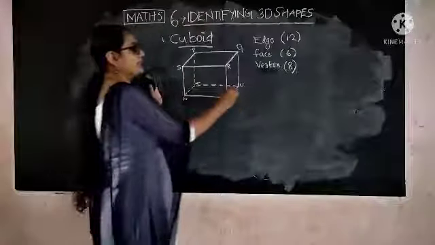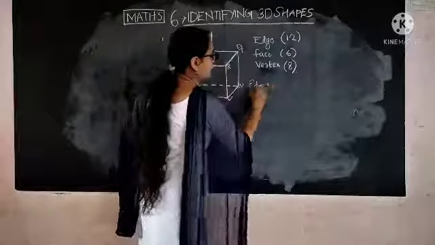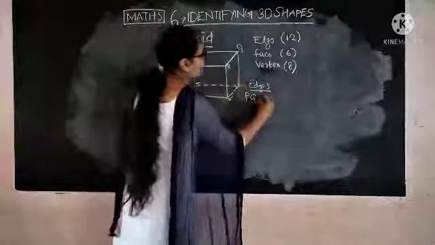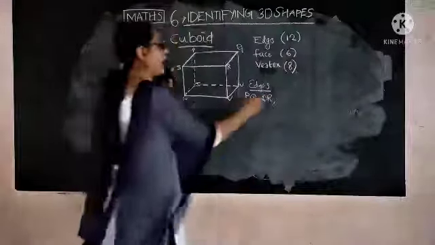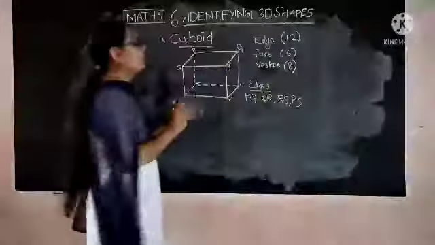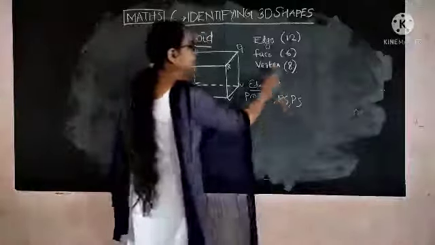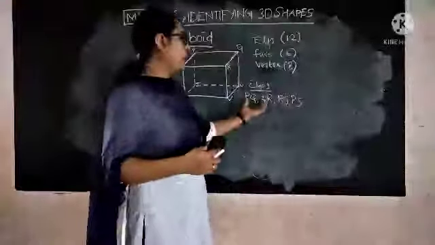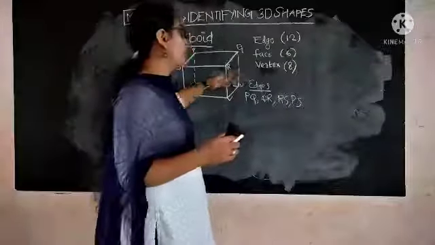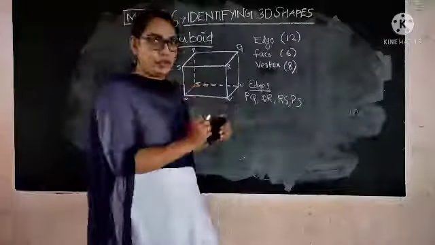So what are the edges here? Write down the edges. Edges of a cuboid are PQ, QR, RS, PS. The edges of the first face are over. So write down the other edges. We have 12 edges, right? 4 are written by me. Now find the other 8 edges of this cuboid yourself and write all the edges in your notebook.